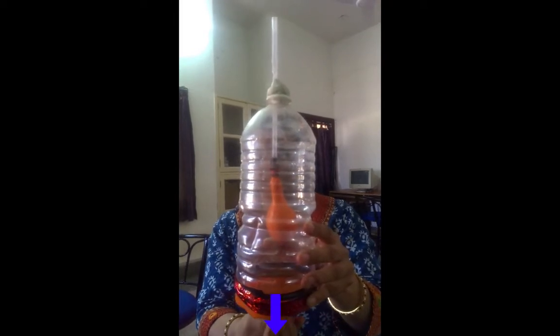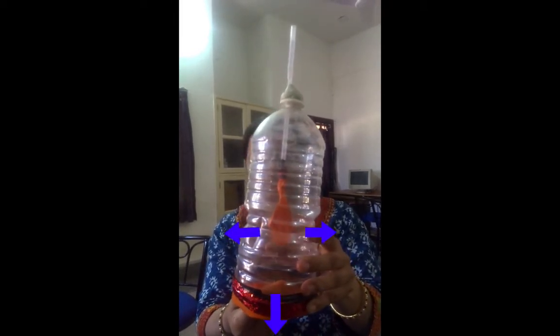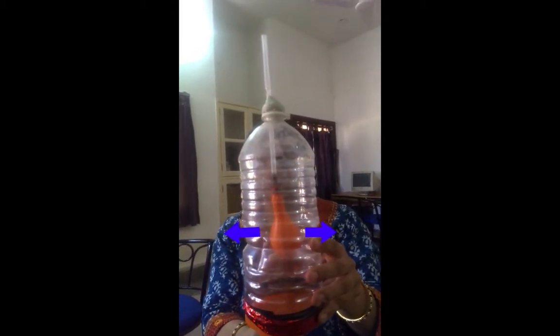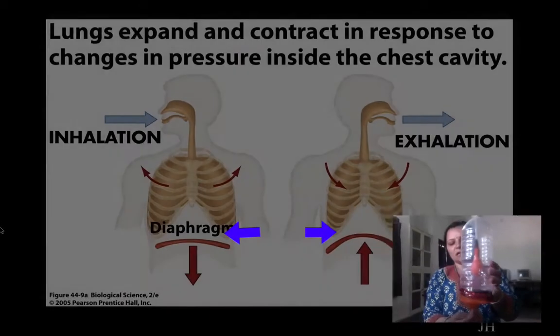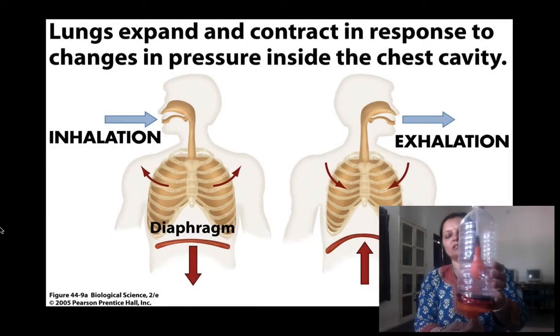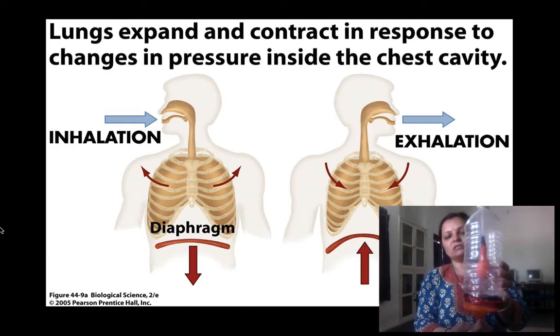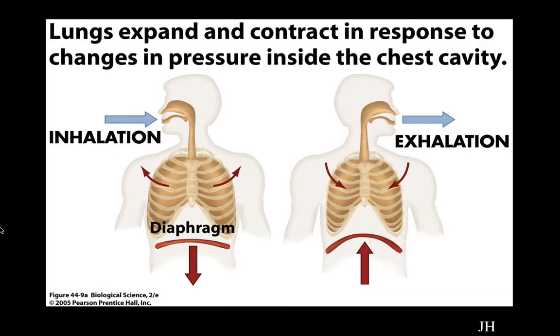The diaphragm moves downwards and it increases the volume of the chest cavity, and because the volume of the chest cavity has increased, the air pressure inside has decreased. So there is more air pressure outside, and so the air rushes inside the chest cavity. As you can see, this is how we breathe in and breathe out.